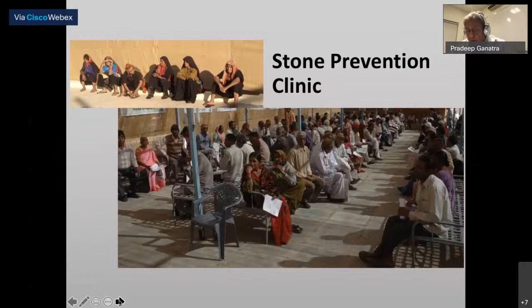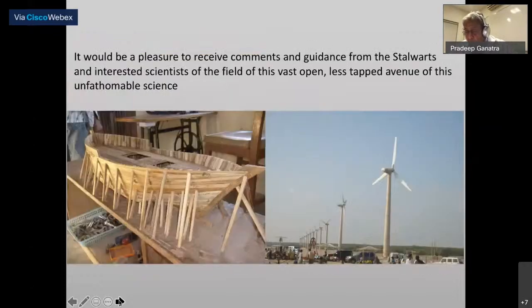Constructive, contributory creativity to bring about the winds of change to build a better future is always very satisfying and blissful. Thank you again very much for this opportunity, and it would be a pleasure to receive comments and guidance from the stalwarts and interested scientists of the field of this vast, open, less tapped avenue of this unfathomable giant. I would like to see those winds of change.